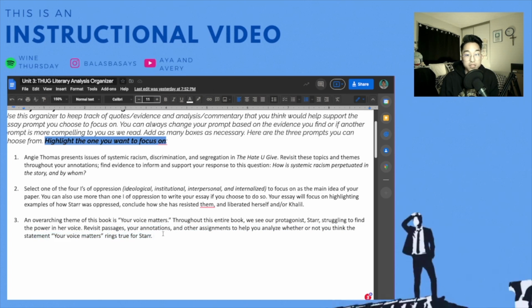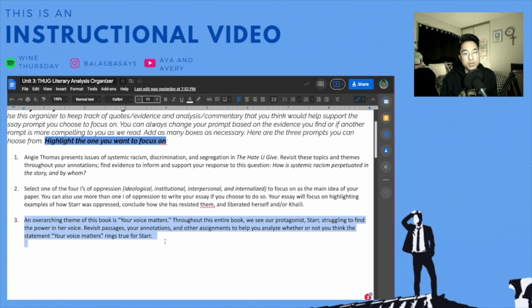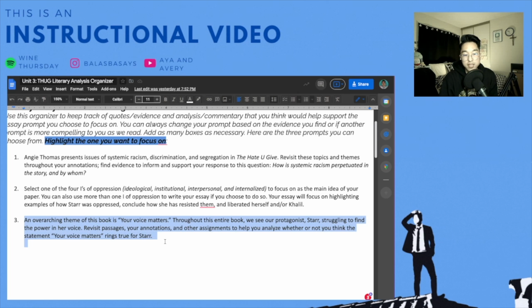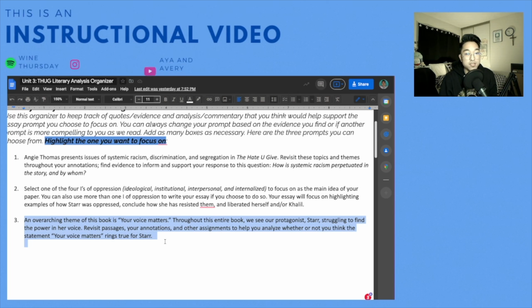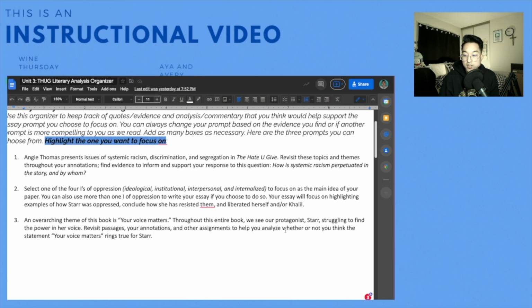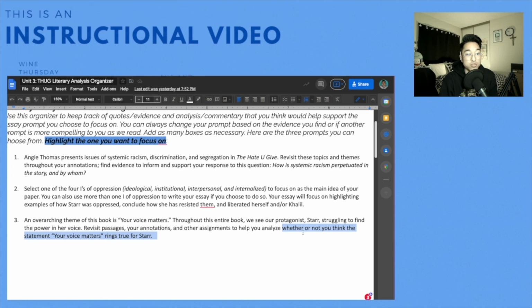So as we're reading, ideally, we can keep this or any of the 3 prompts that we're looking at in mind. I might use number 3 over here as a lens, kind of like literary theory when we were talking about critical race or feminism, gender, and sexuality, to think about as I'm reading. So in this case, for prompt number 3, where do I find instances of Star's voice mattering? Or where do I find it being challenged? Where or when in the book does she struggle with her voice? Which is that part right here, whether or not you think this statement, your voice matters, rings true for Star.